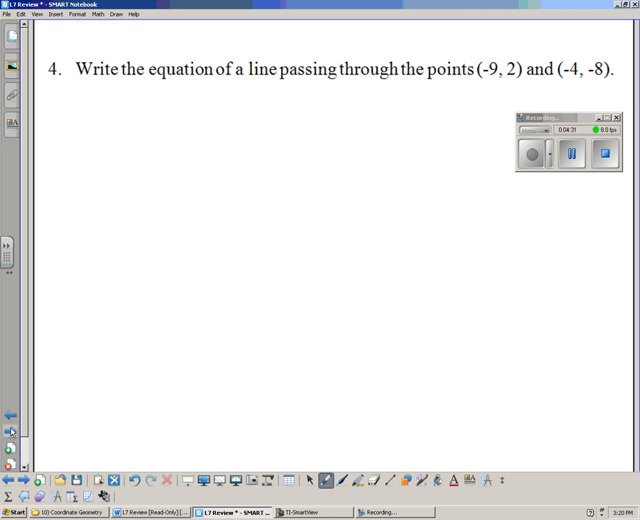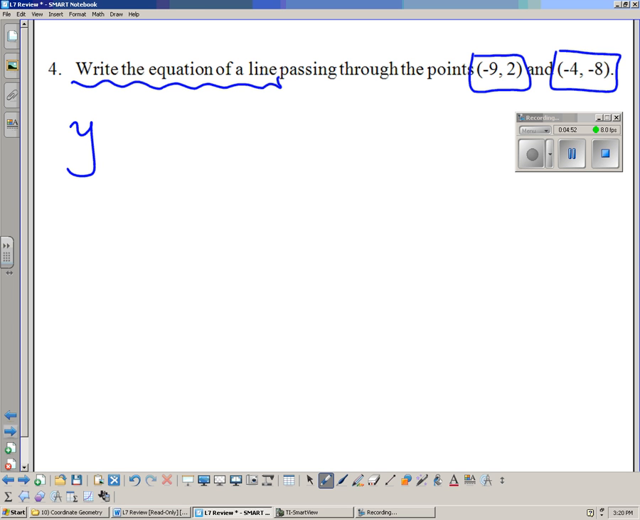All right, number 4 says we're writing the equation of a line passing through these points. Now, I want you to understand something. Some people were saying that this is trying to do this as the perpendicular bisector. I'm not asking that. I'm just asking for the equation of the line. So no perpendicular stuff, no midpoint, just write the equation of the line passing through these 2 points.